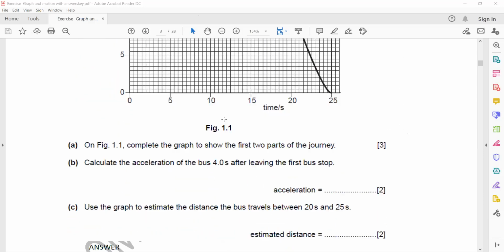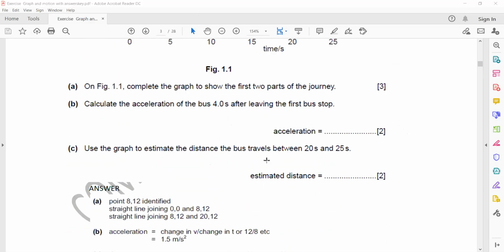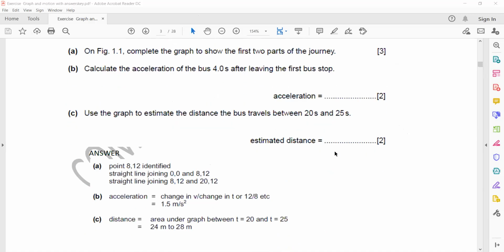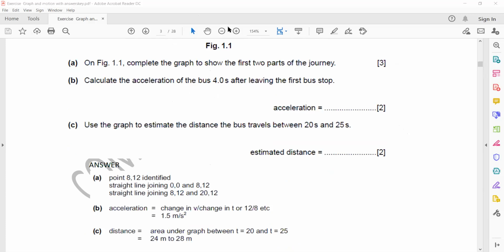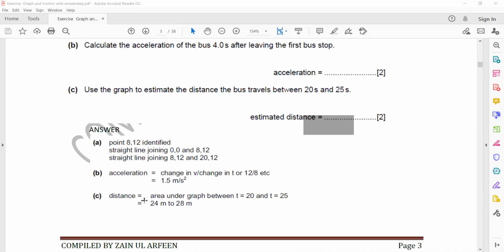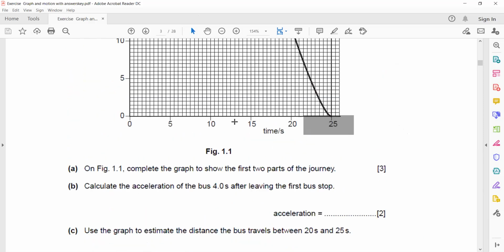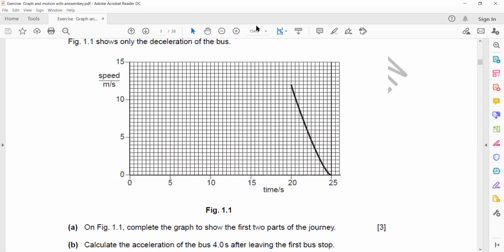The next part: estimate the distance from 20 seconds to 25 seconds. So estimation is there. Why do they say estimate? You can see the answer can come from 24 to 28. What is the reason? Because this is from 25 to 28.